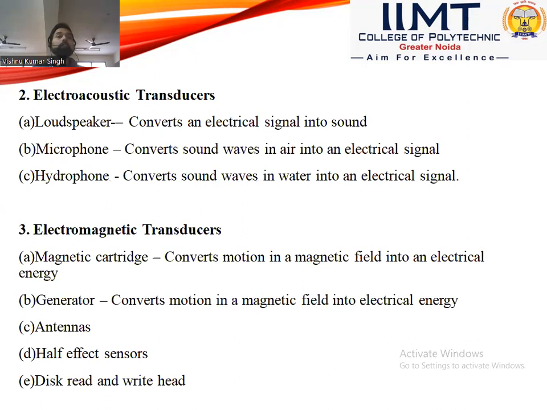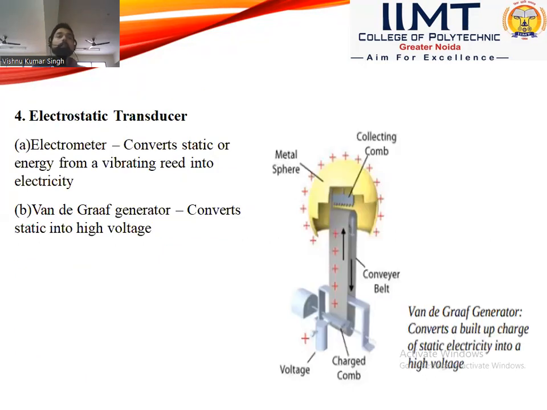The next type of transducers are electromagnetic transducers, like the magnetic cartridge, which converts motion in a magnetic field into electrical energy. Then comes the generator, which converts motion in a magnetic field into electrical energy. Then come the antennas, Hall effect sensors, and disk read and write heads. Another type of transducer is the electrostatic transducer, like the electrometer, which converts static energy from a vibrating reed into electricity, or the Van de Graaff generator, which converts static into high voltage.